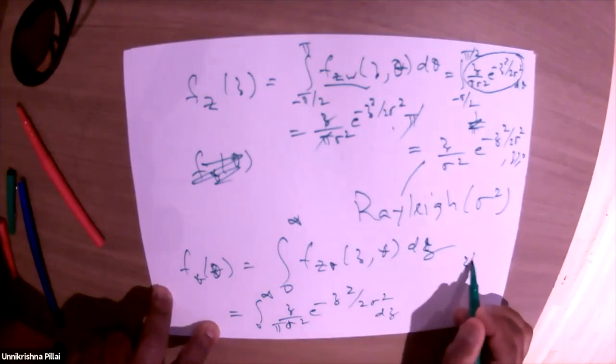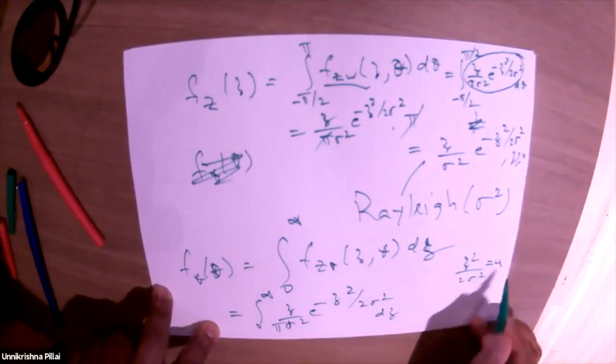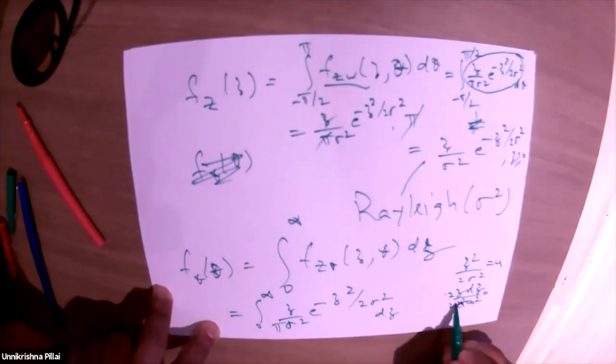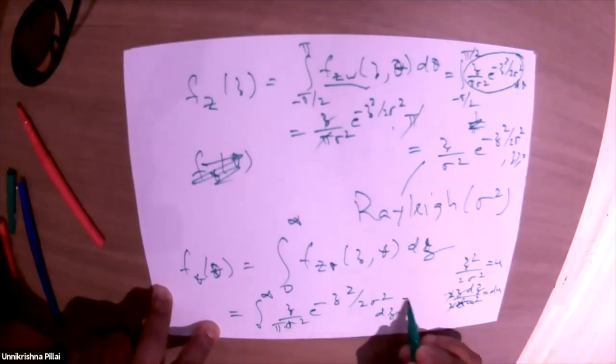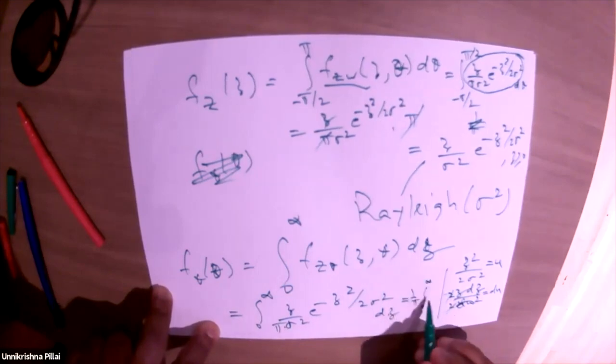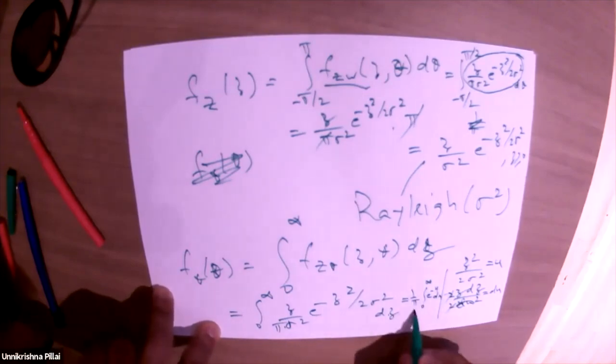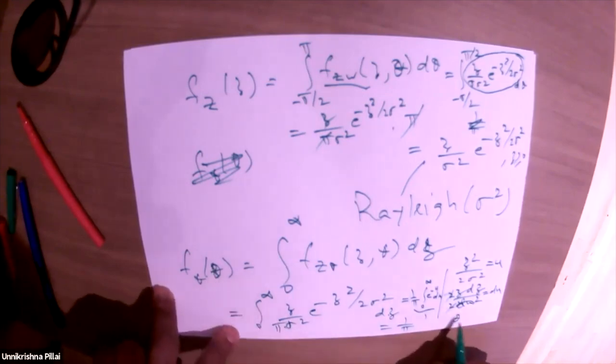So I'm going to substitute z squared over 2 sigma squared to be u. So the derivative is z dz over sigma squared equals du. I hope you see that 1 over pi goes outside. Then you have the integral from 0 to infinity of simply e raised to minus u du. But this is 1. So the answer is 1 over pi. That means theta is uniform. Theta goes from minus pi by 2 to pi by 2.